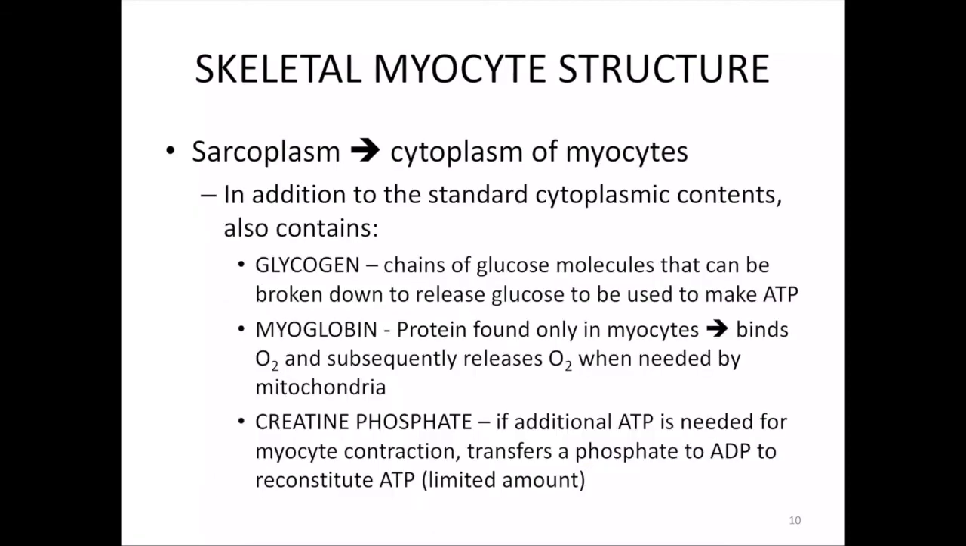Now, the cytoplasm of a myocyte is known as the sarcoplasm, and we have some very important components found within the skeletal myocyte. The reason I include them here is just to inform you how energy expensive it is to contract a myocyte. So again, we have glycogen, we have myoglobin, and creatine phosphate.